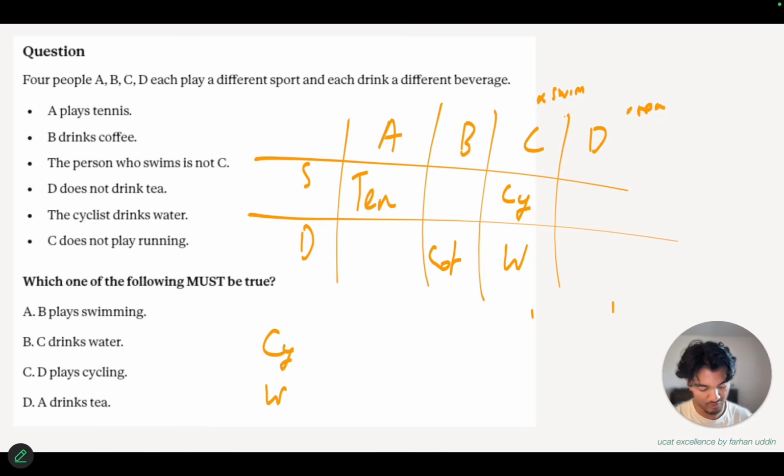Which of the following must be true? B plays swimming? We don't know. C drinks water? We do know that. So we actually know this for sure, for certain. So we can just select the answer of B and move on from here.